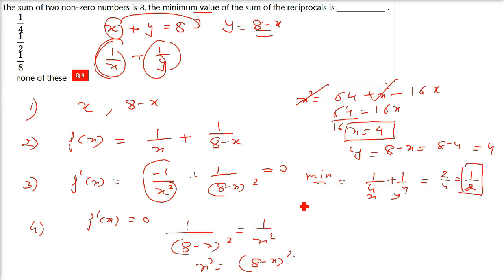Now, do you think we have finished the question? No. One more step we have to do. Actually, this is just to verify. Double differentiation you have to do, and then replace x by 4 and see what value is coming. I'm not talking about the value, actually the sign of the value. If you see, when you double dash this differentiation, it will be 2 by x cube minus 2 by 8 minus x whole cube. When you put x equals 4, it will be what? It is going to be 0.